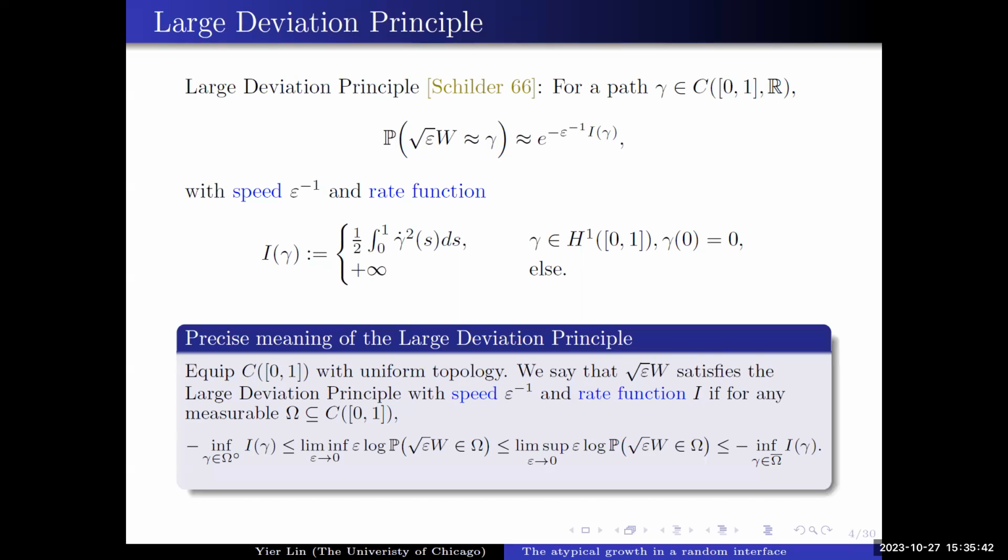You might wonder what approximation means. There's a precise meaning of the large deviation principle behind this. Approximation means the trajectory stays around this gamma, but we need to introduce some topology. In this case, we equip the space with the uniform topology. When we say it satisfies the large deviation principle, it means you can think of this probability as being approximated by this form. Here I take the logarithm, but when you exponentiate, it's exactly this form.